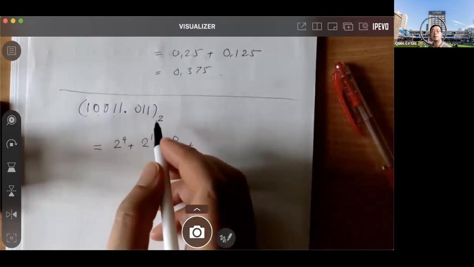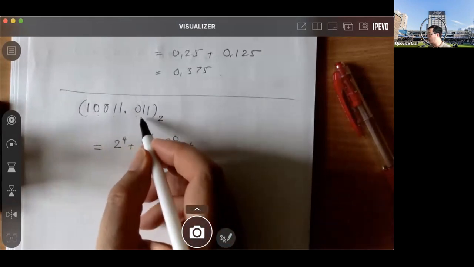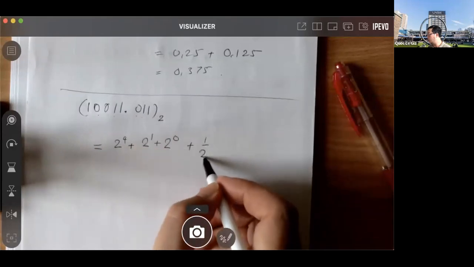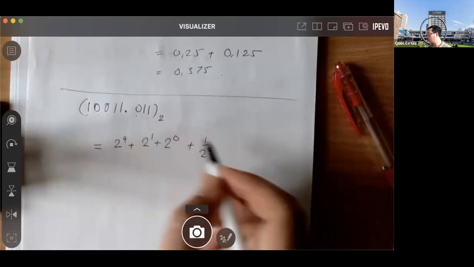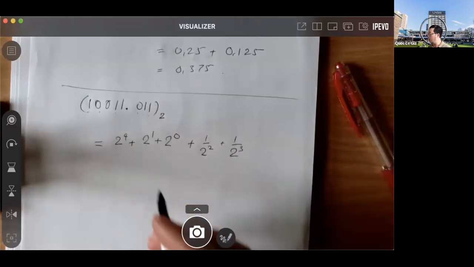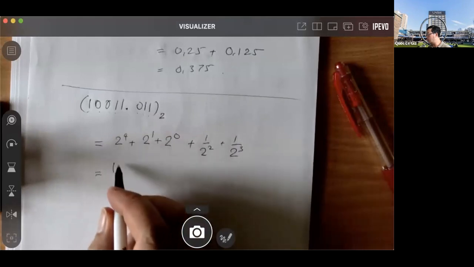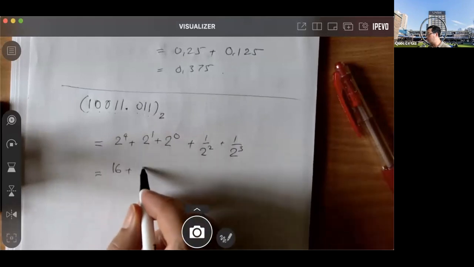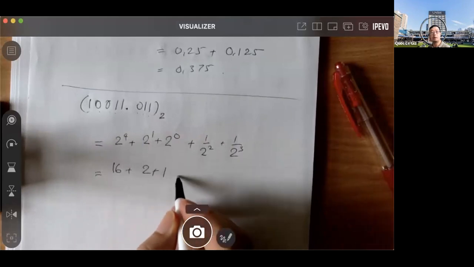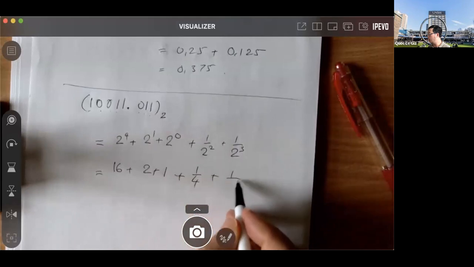Yes, the power of 2. So this one is power minus 1. This is power minus 2, so 1 over 2 to the 2. This one is power minus 3, so 1 over 2 to the 3. And then this one is 16, one is 2, this one is 1, this one is 1 over 4, and this one is 1 over 8.